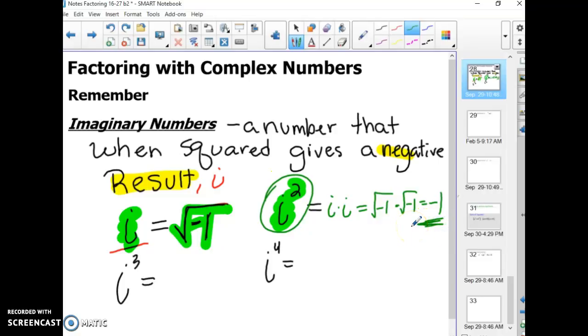value back out. So i cubed is the same thing as going i times i squared. So i squared is a negative 1, so that just gives me a negative i. And then if I have i to the fourth, I get i squared times i squared. So that's a negative 1 times a negative 1, which will give you a positive 1. So i to the fourth is equal to a positive 1.